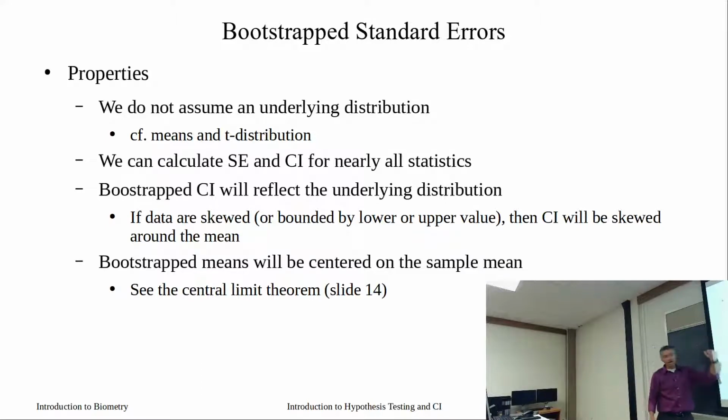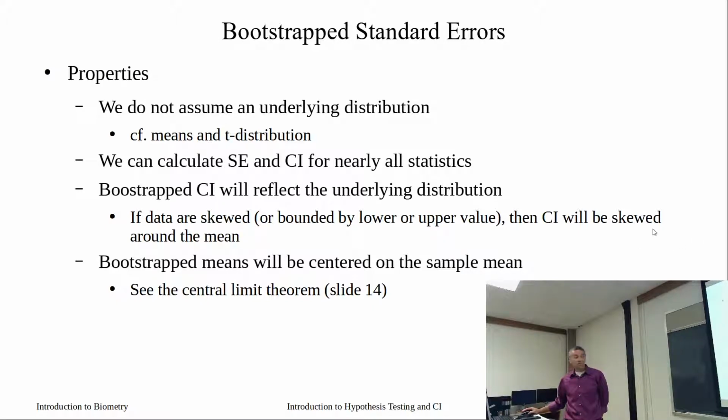We already talked about the underlying distribution, how if we're skewed, our confidence intervals will be skewed, and that's a good thing. And the other useful thing is that the bootstrap means will be centered on our sample. And that is the central limit theorem. That was on slide, I guess, 14. It's the idea that as we take repeated samples, the mean of that randomized vector is going to approximate the mean of our actual sample.